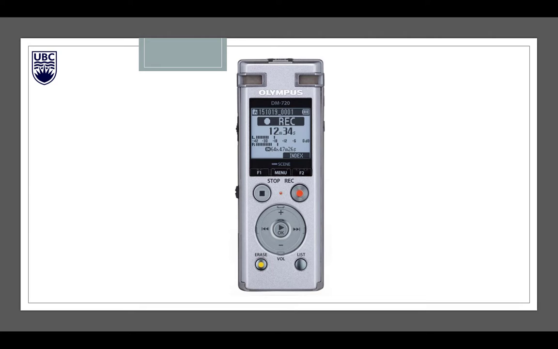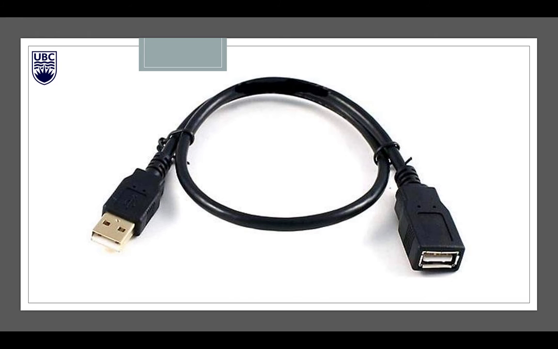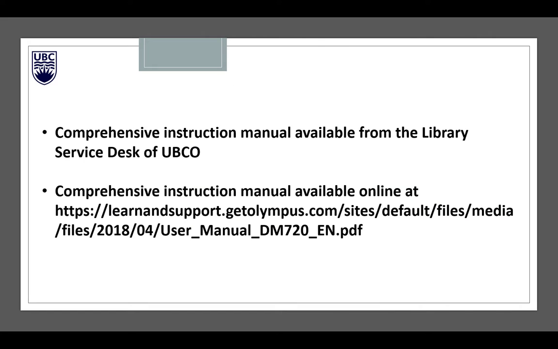This is the Olympus DM720 recorder, which you can borrow from the library service desk. The recorder also comes with a USB Type-A male-to-female cable for an easy connection to the computer. You can obtain the complete user manual of the recorder from the UBCO library or from the Olympus website, so we are not going into a detailed demonstration of the recorder here.